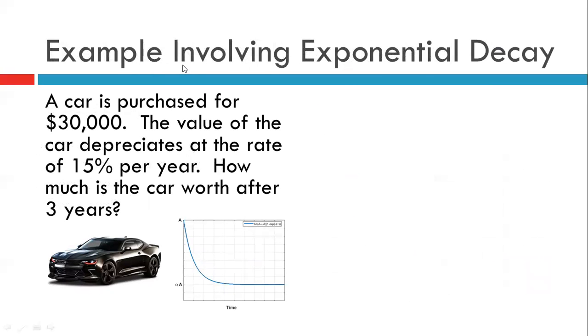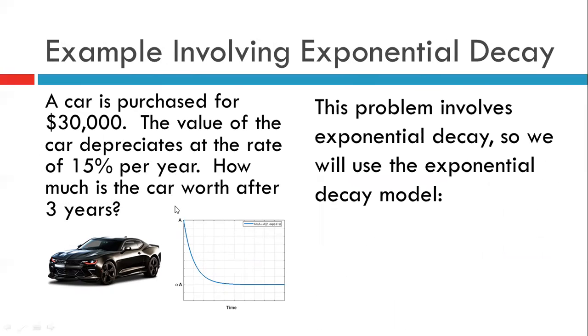Let's take a look at an example involving exponential decay. The car is purchased for $30,000. The value of the car depreciates at the rate of 15% per year. How much is the car worth after 3 years? This problem involves exponential decay. Why? Because we know that the value of the car is going down. So we will use the exponential decay model. This car value is going down, and that's depreciation. So here's the decay model.